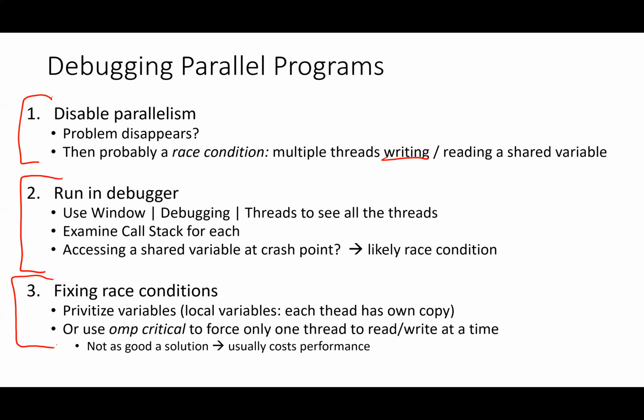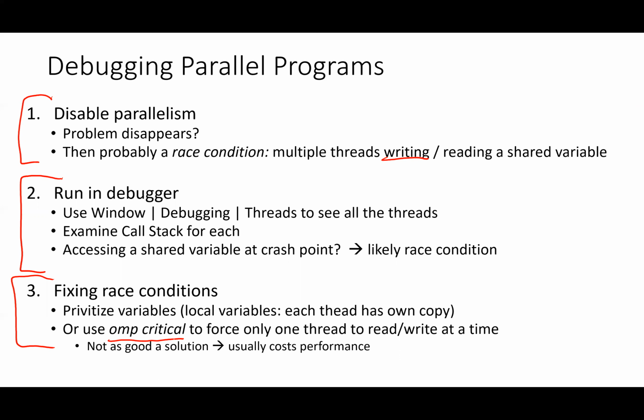Fixing race conditions, once you've found them. The best way to do it is to privatize variables, meaning every thread gets its own copy of the variable. So if you can move the declaration of the variable into the parallel for or into the functions it calls, it's automatically private to that thread. That's the best solution. Sometimes you can't do that. Now for pathfinding, you can. Okay, so privatizing your variables is fine. It's all you need to do.